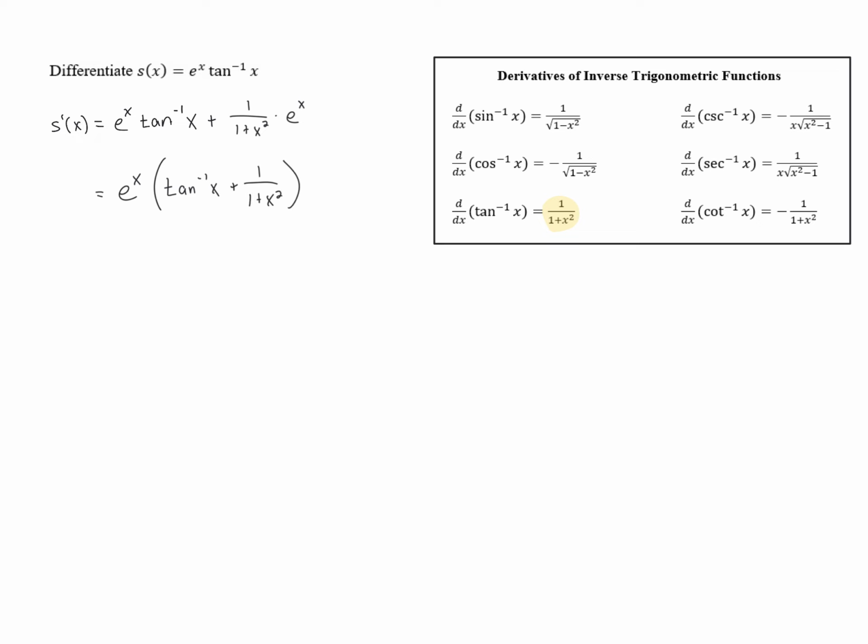We could also, if we wanted to, instead of factoring out the e to the x, just put this e to the x into the numerator. That's an equally fine answer, I think. e to the x inverse tangent of x plus e to the x over 1 plus x squared. Either one of these is fine. I think the factored version is a little bit nicer. I tend to lean towards factored versions of answers in case we need to do something with them later, like set them equal to 0, but either one of those should be fine.